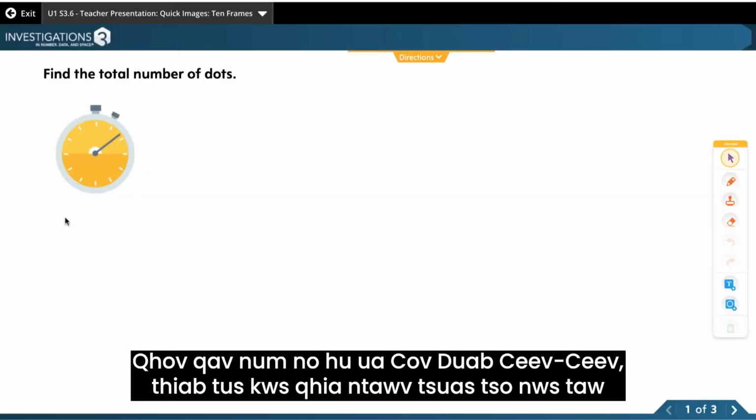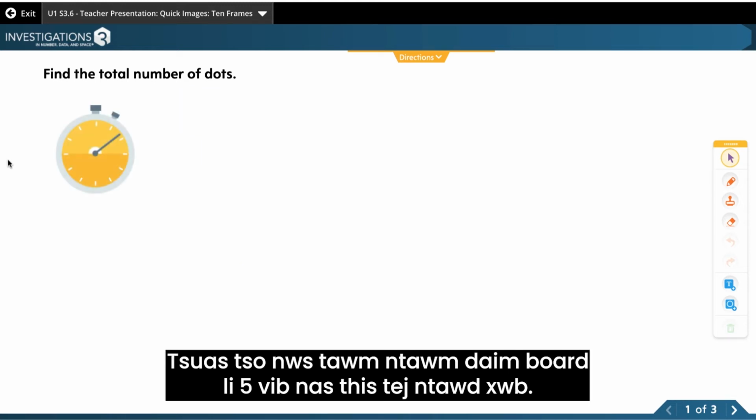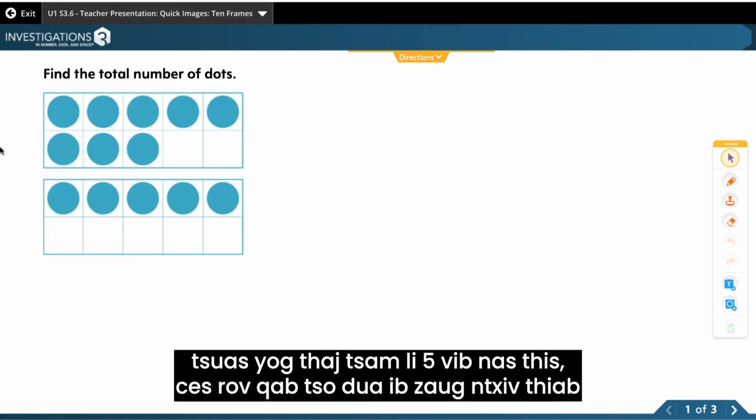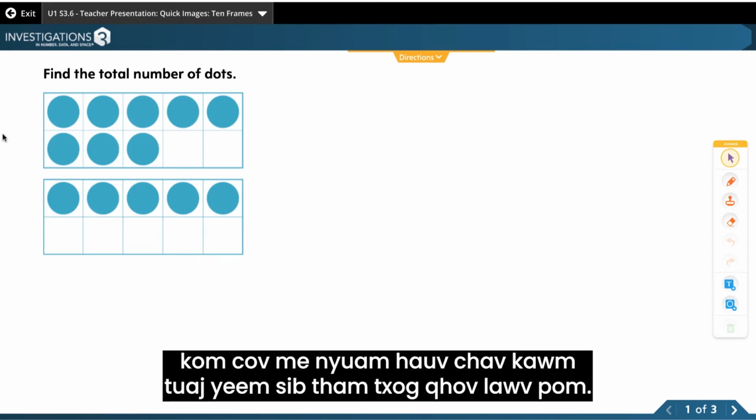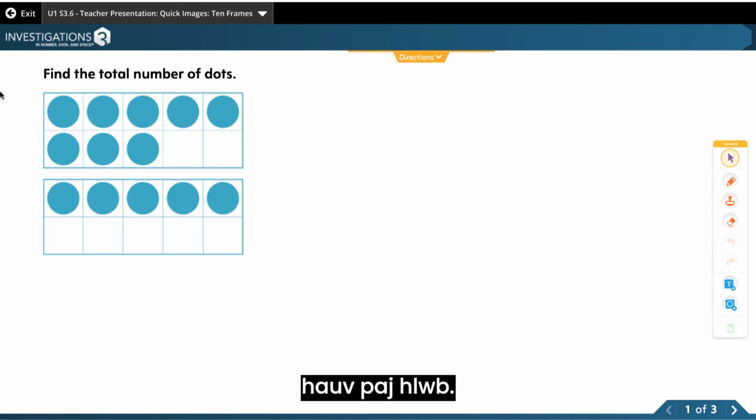This routine is called Quick Images, and the teacher simply projects it. It stays on the board for about 5 seconds or so. Then they project it again just that 5 seconds, and then one more time so that the children in the classroom can discuss what they see. Quick Images is a way for students to start taking mental pictures of math.